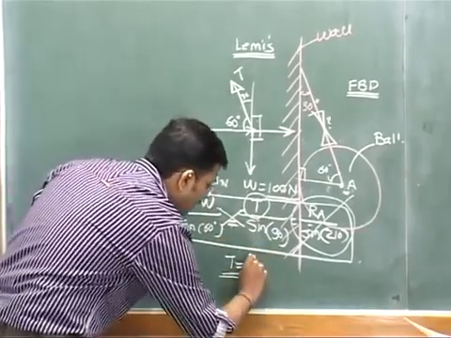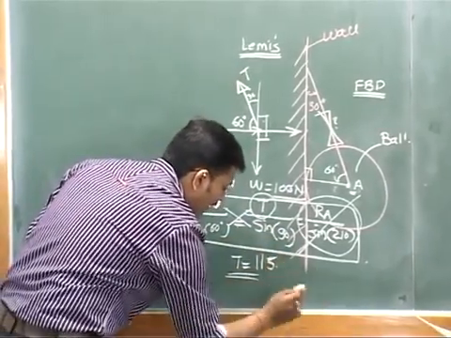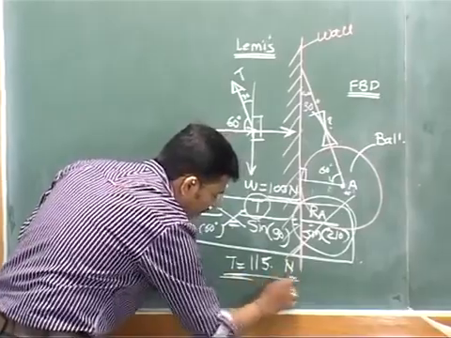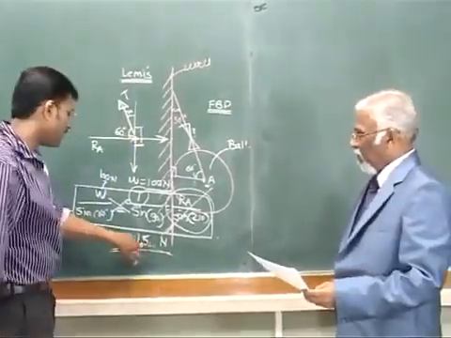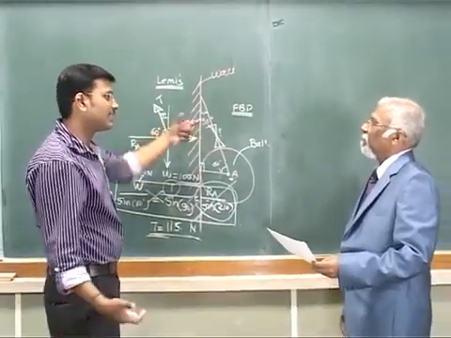When you substitute all the values, the answer comes out to be 115 point something Newton. So I think the first option, that is 115 Newton in tension, is the correct answer.